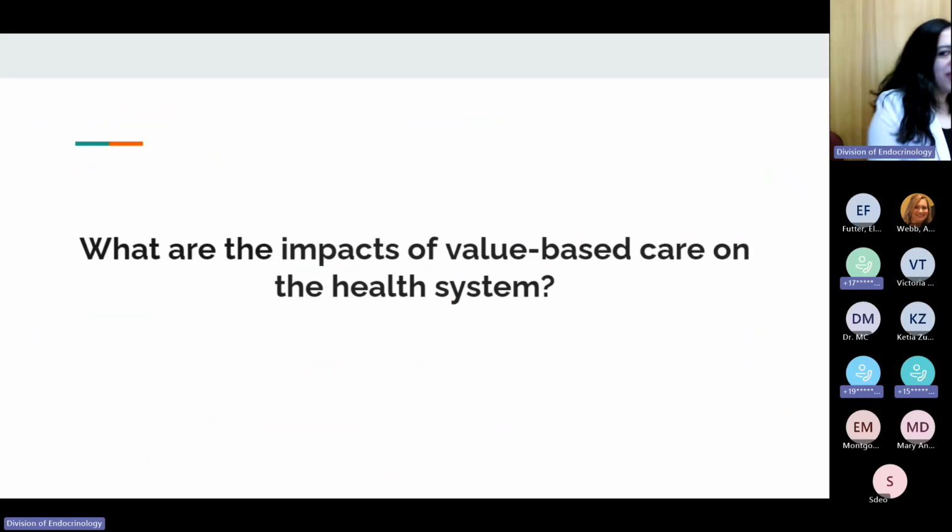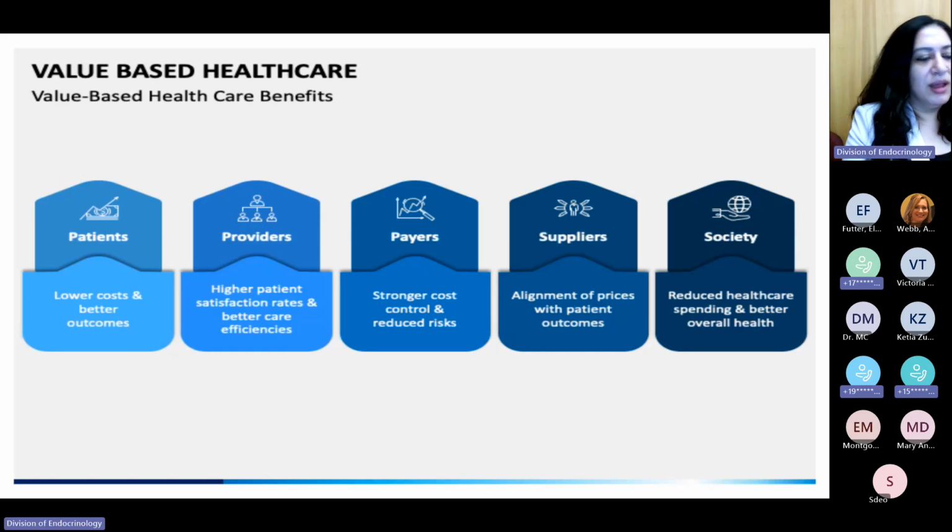So what are the impacts of value-based care on the health system? Why should we care? Value-based care can benefit us in 5 different ways. One, for patients, it's going to lower costs for their healthcare and it's going to improve their outcomes overall. The more educated our patient, the better for us, in my opinion.